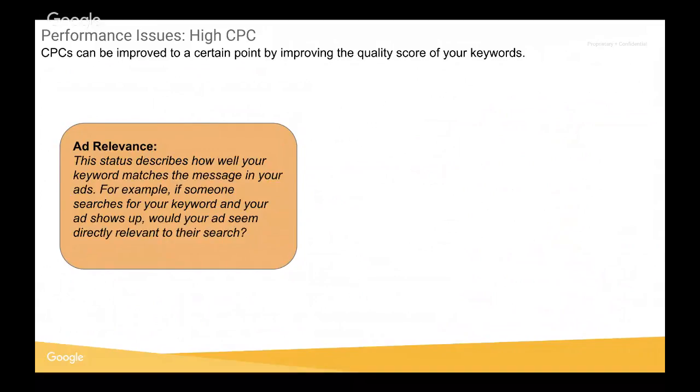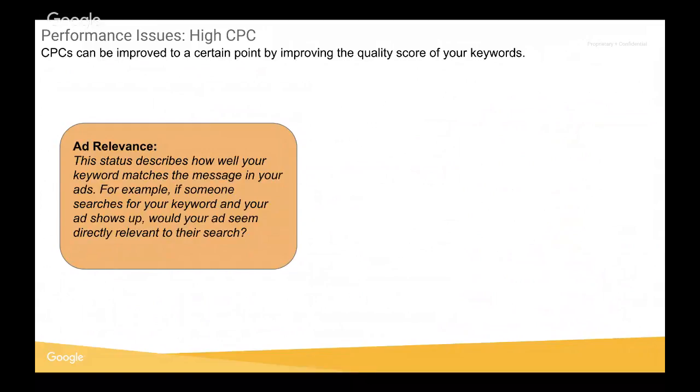Ad relevance is a major factor that affects quality score. So what is ad relevance? This is a status that describes how well your keyword matches the message of your ad. If someone searches for a keyword and your ad shows up, does it seem that your ad is directly related to their search? So ad relevance is a measurement that we have on our end to make sure that the keywords that you're using are closely related to the ads that you have.